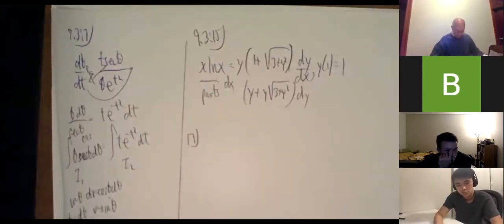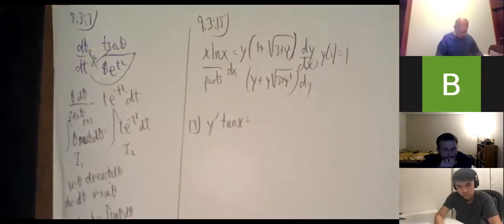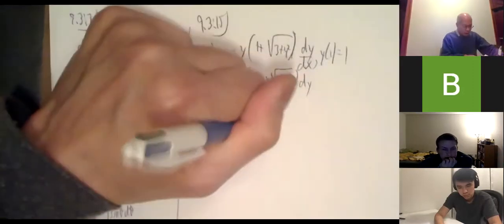17. Okay, I don't think I did this one. y prime tangent of x equals a plus y.